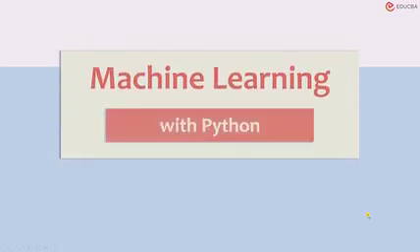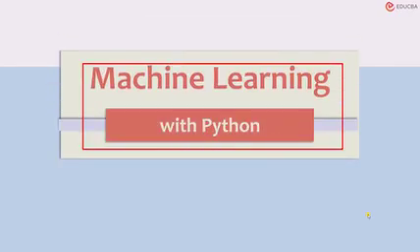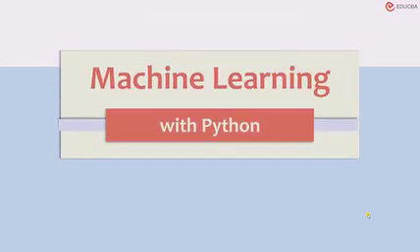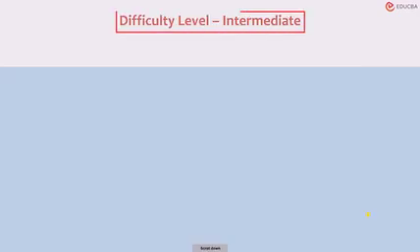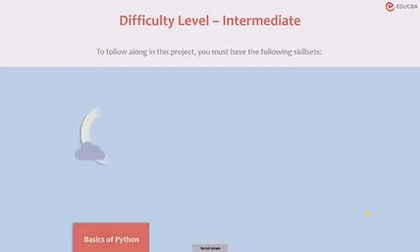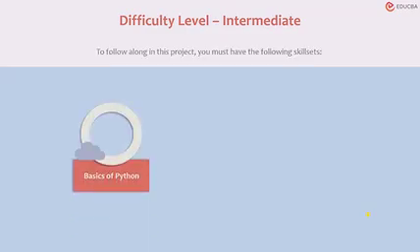Welcome to the hands-on course on machine learning with Python programming language. Now, the difficulty level of this course is intermediate, which means in order to follow along easily and to get the best out of this course, make sure you satisfy these prerequisites. The first and foremost prerequisite is you should be aware of the basics of Python programming language, because throughout this course, I'll be writing the code in Python programming language.